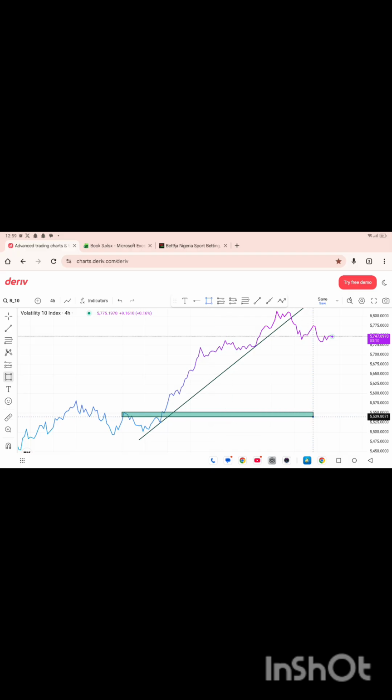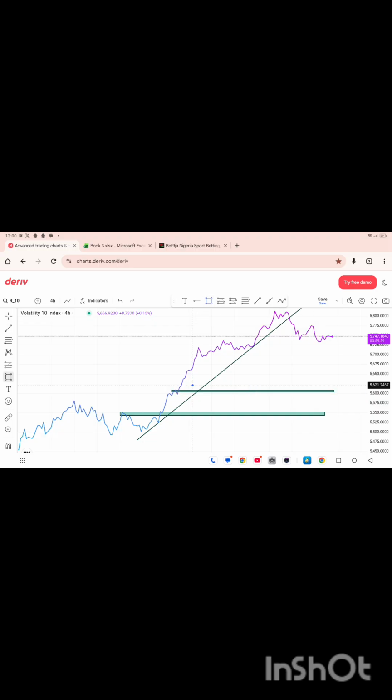We have this here. Let's stretch it out for future use. Then I have another one here. Let's stretch it out. Then I have another one here. This is 4 hours. So all these ones you are seeing on lower time frame can be very, very useful. Then I have another one here. Let's extend this here. I have another one here.